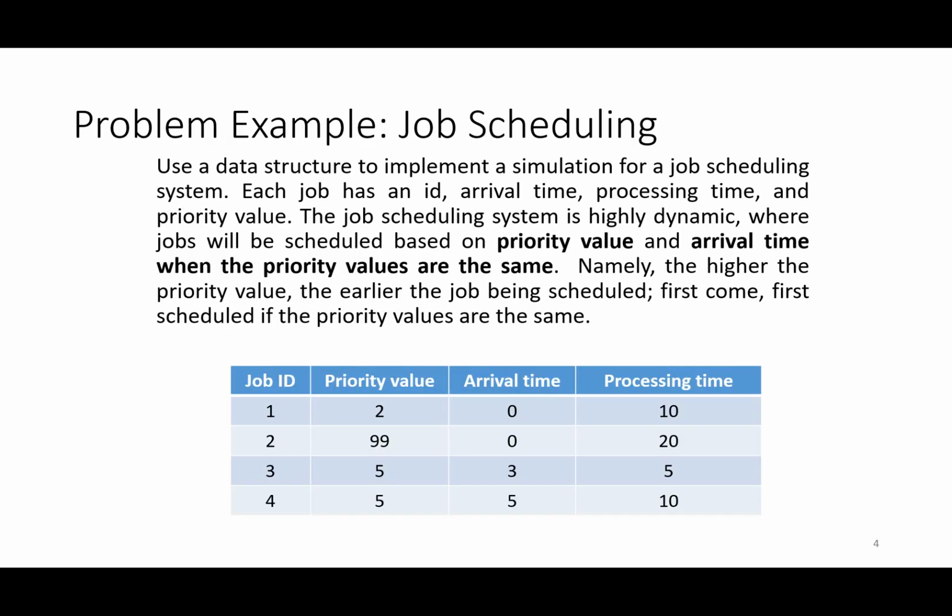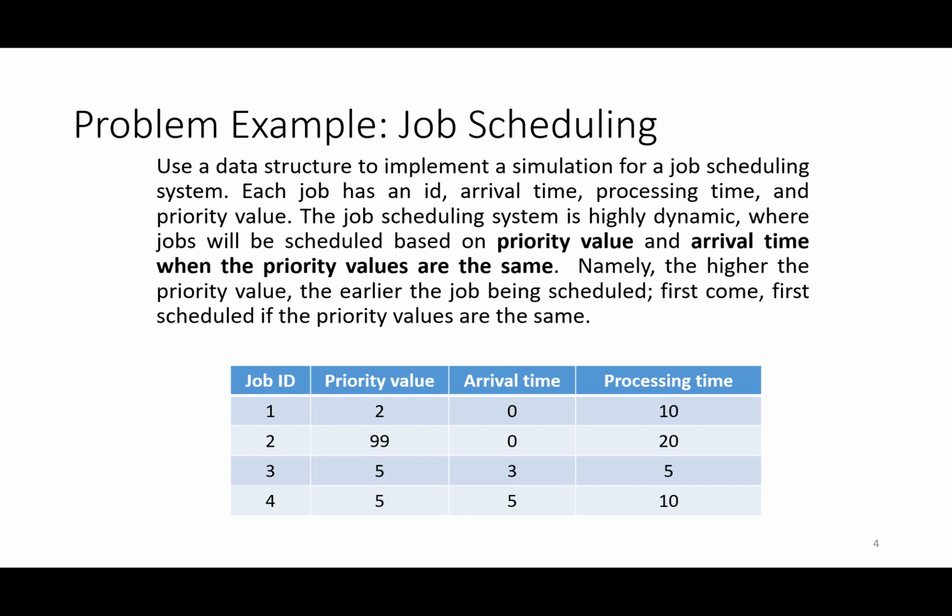Let's use one example to see why we need to learn priority queue, why we need to have this value heap. Let's say we got one task, and the customer asks us to use a data structure to implement a simulation for a job scheduling system. This job scheduling system is quite dynamic and it's hard to predict what will be the next job. Each job has one ID, arrival time, pre-processing time, and priority value.